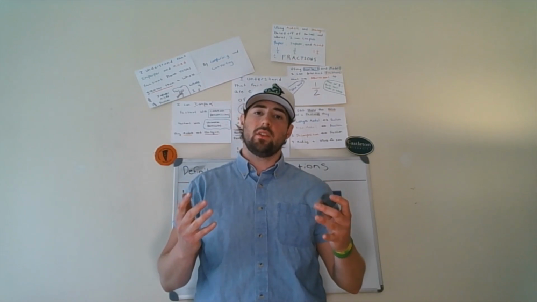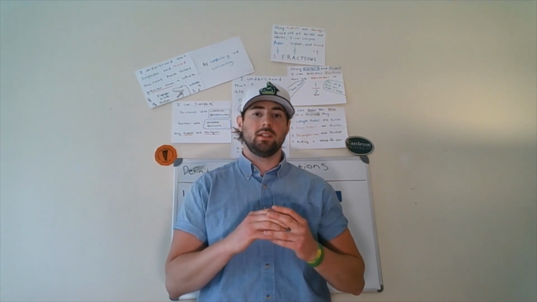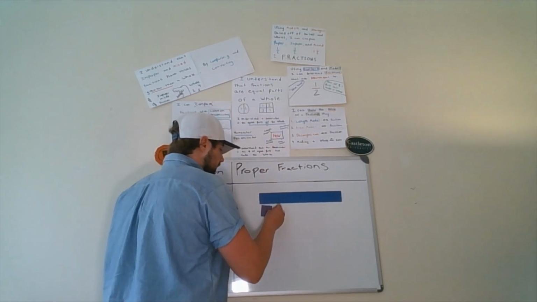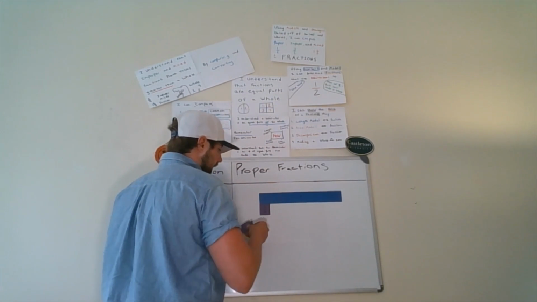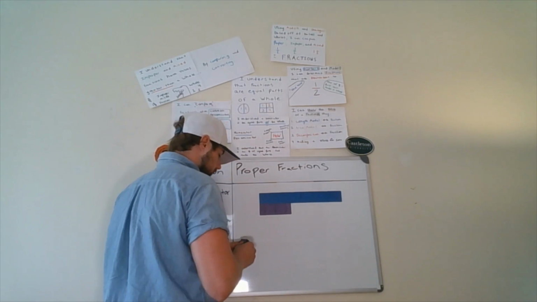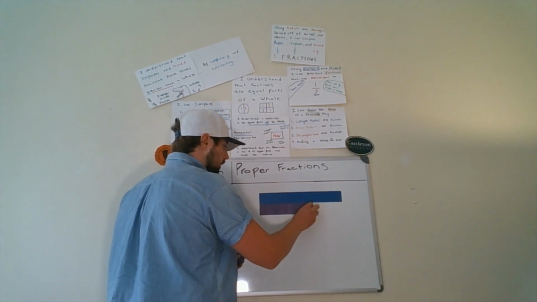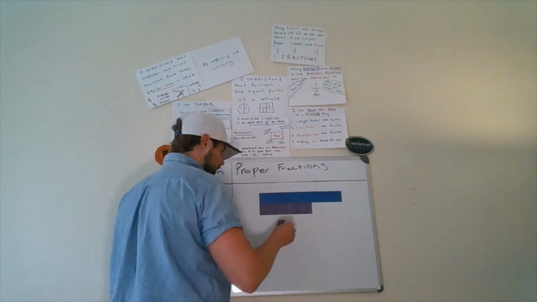Let's take a look at another example. Let's look at eighths, for instance. We know that 8/8 make the whole when we're looking at eighths.